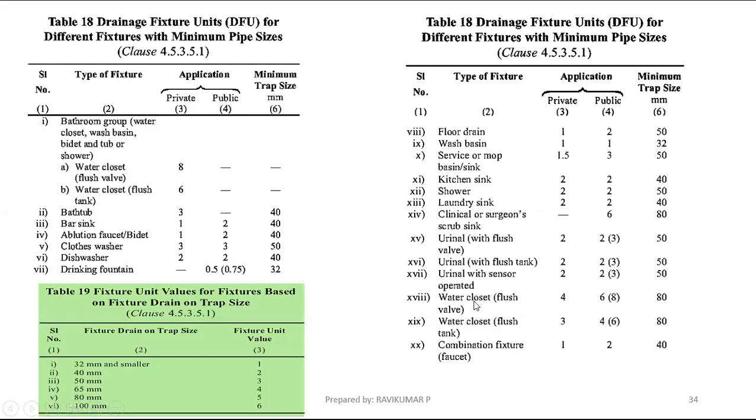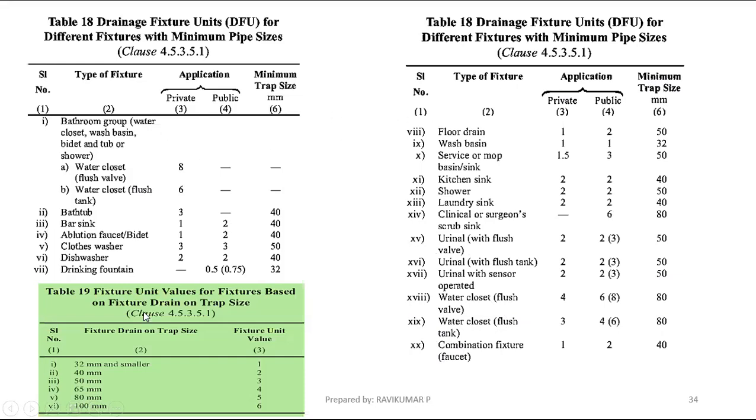See here also, water closet plus wall, water closet. For the water closet we are providing 1 ton only. But in the NBC they have provided minimum drop size only. If you have a larger size, that also you can use. So they have told minimum drop size only. So this fixture unit you have to take like this only.